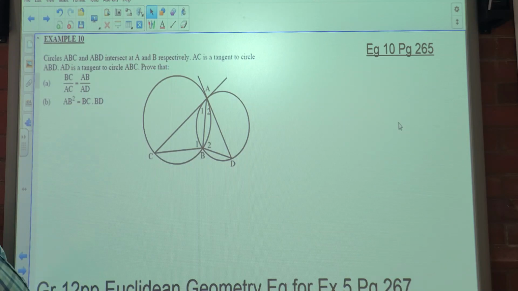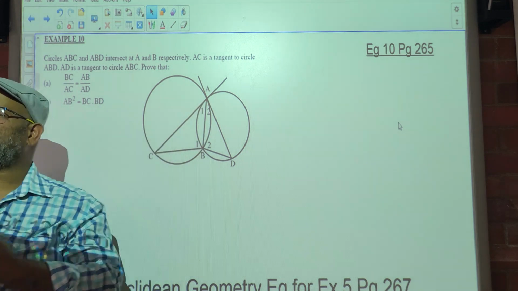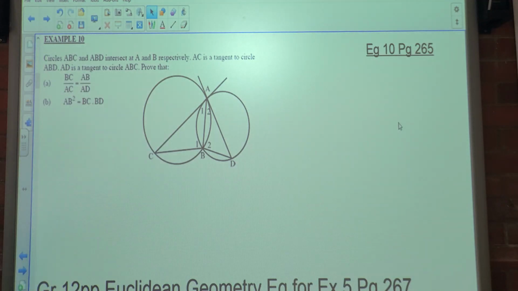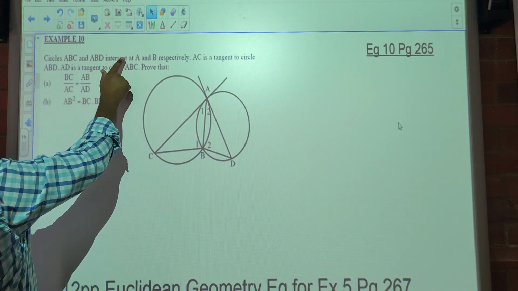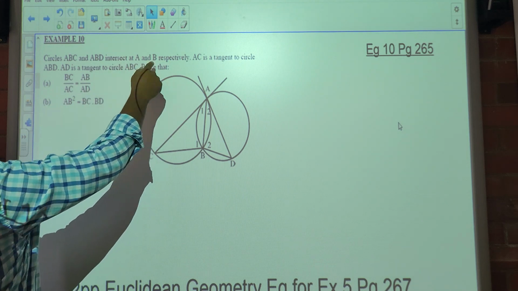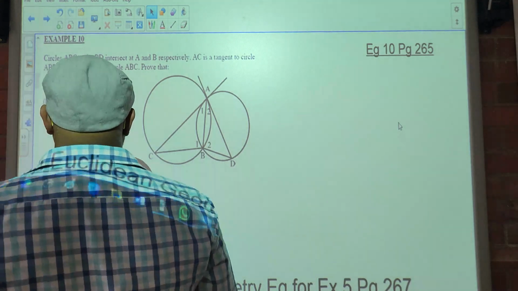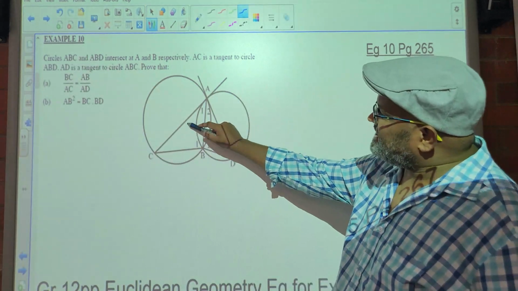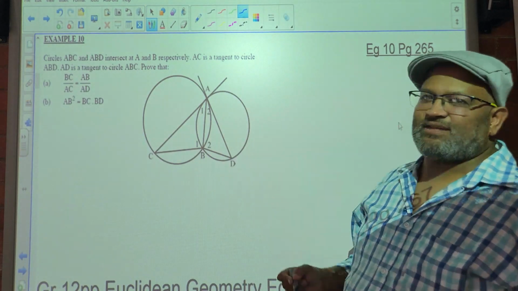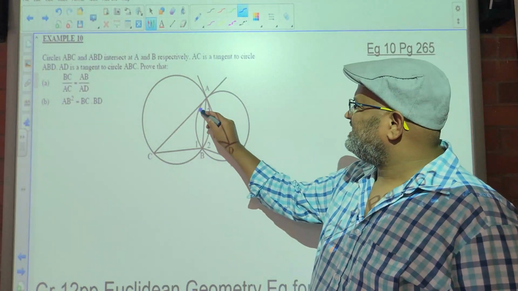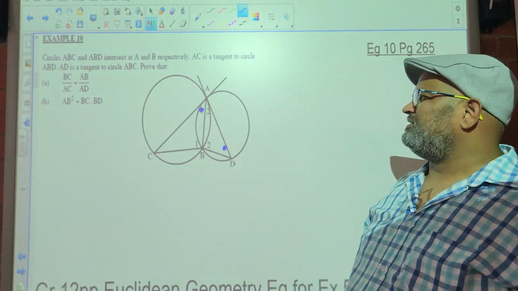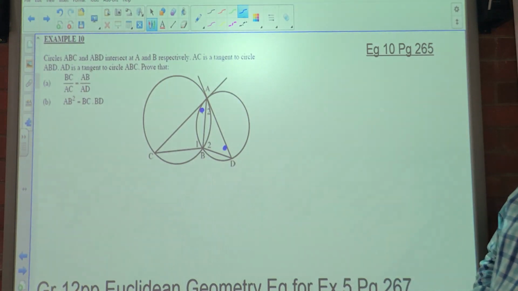So here we are told circles ABC and ABD intersect at A and B respectively. People, what does respectively mean? In that order, where circle ABC is, where A is first and then B is second. Okay. AC is a tangent to the circle ABD. So if AC is a tangent to the circle ABD, what does that mean? That means to say that A1 is equal to angle D. Why? Tan chord theorem. Not so.